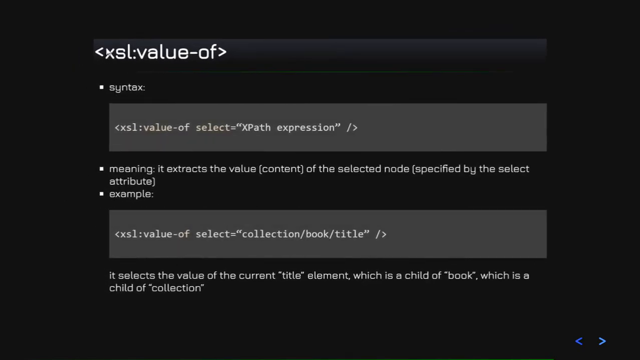Okay, xsl:value-of just selects the text value of one or more tags specified by this XPath expression. This is an example which selects the tag with the tag title, which has a parent of type book, which has a parent collection, and it selects the inner content of this title element. Okay.